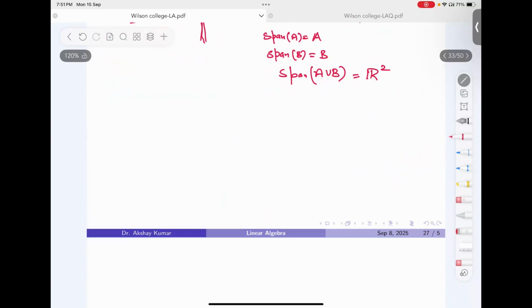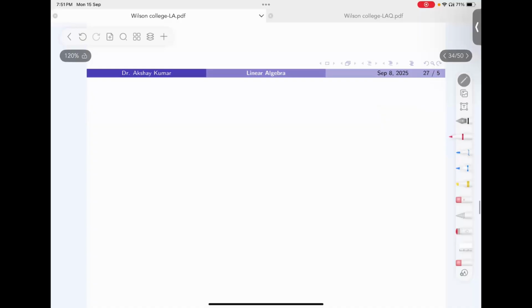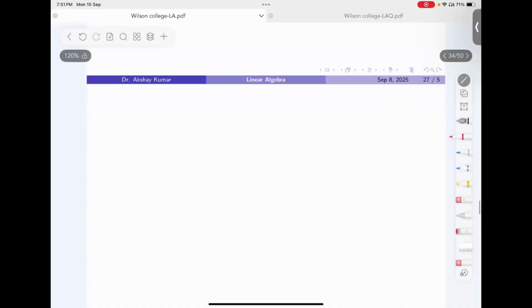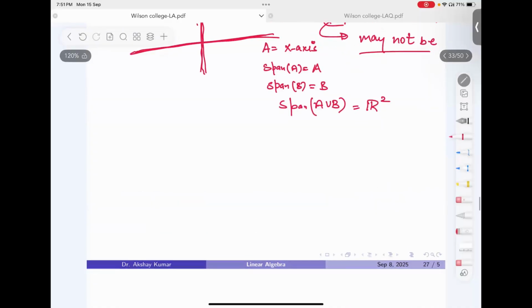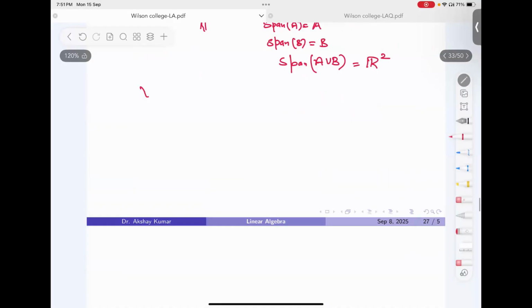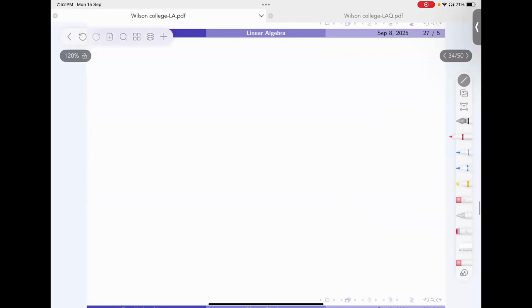Okay, let me quickly do linear dependence and independence. So this is linearly dependent.